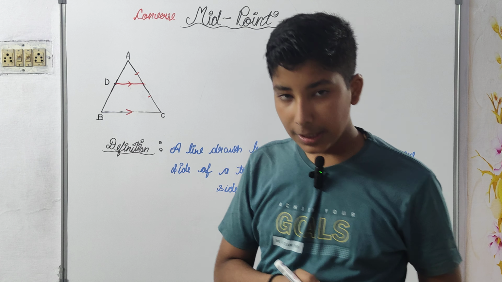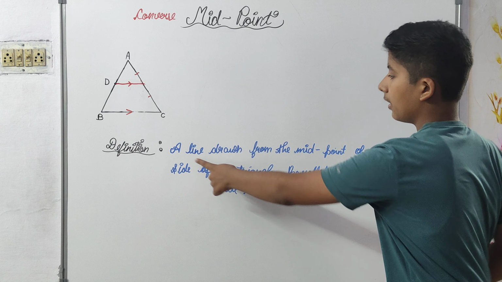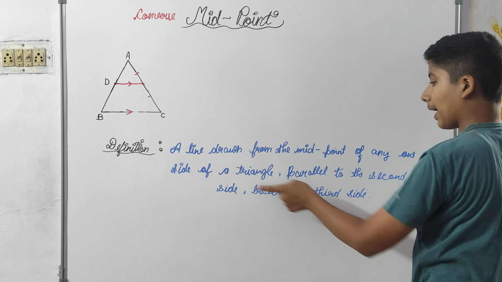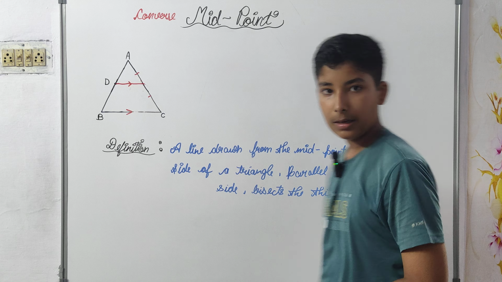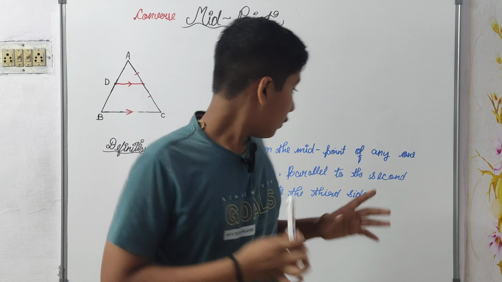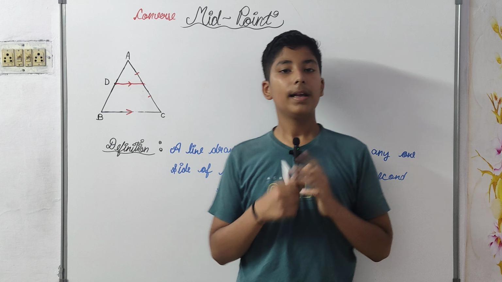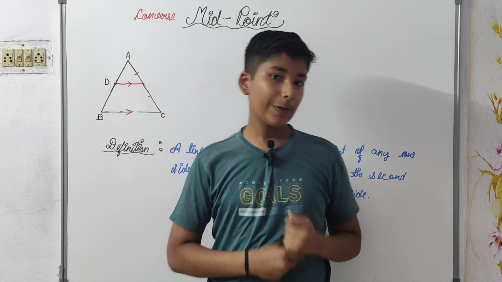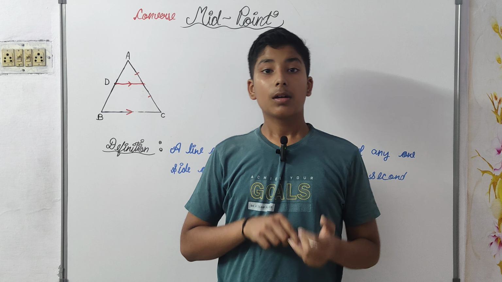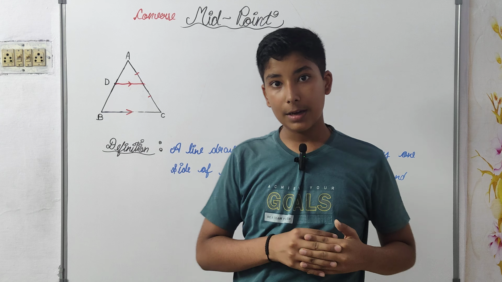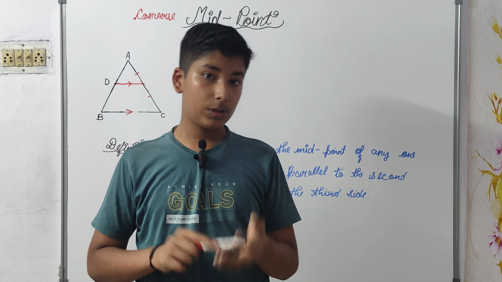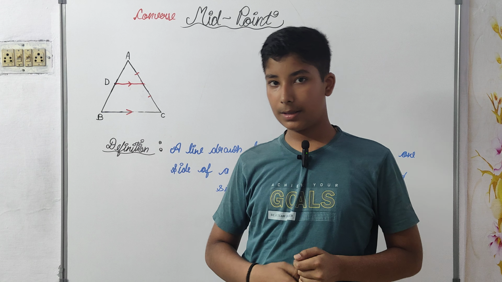Now, did you remember the definition? Let's see. A line drawn from the midpoint of any one side of a triangle parallel to the second side bisects the third side. Again, now without seeing this: a line drawn from the midpoint of any one side of a triangle parallel to the second side bisects the third side.